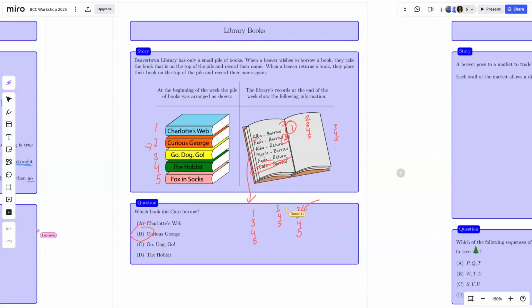For this one, the main thing is to assign variables. When you don't assign variables, this question becomes a nightmare because you have to write all the names again. The property here, that the last book returned is the first book borrowed from the top, is called the LIFO principle. This is called the last in, first out principle.